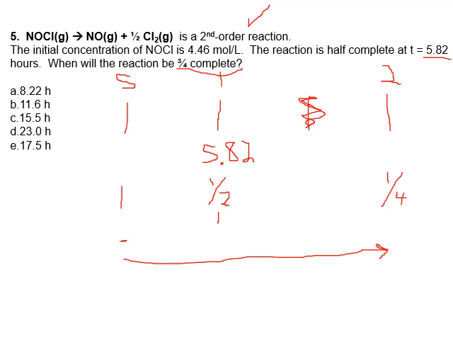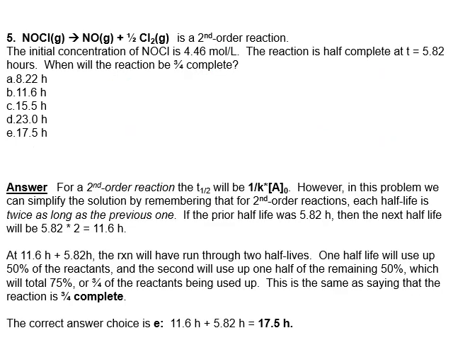So you would have to add the 5.82 plus, let's see, that was 11.64 for the second one because it's twice the first one. So the total time for both the first half-life and the second half-life is going to be 11.64 plus 5.82, which is about 17.6 or something, or 17.5. Let's go to the next slide. Okay, and it is 17.5. So it's going to be answer choice E here.